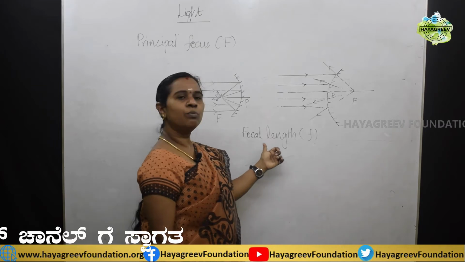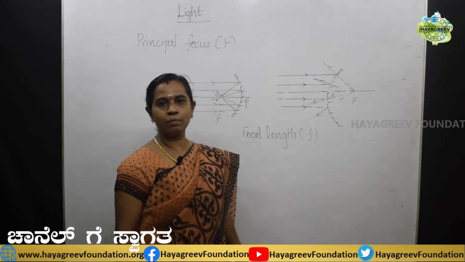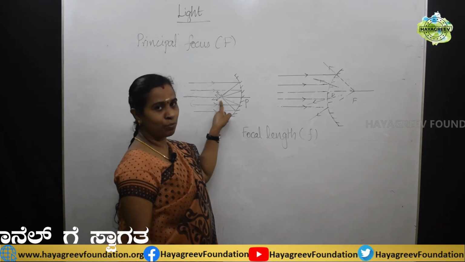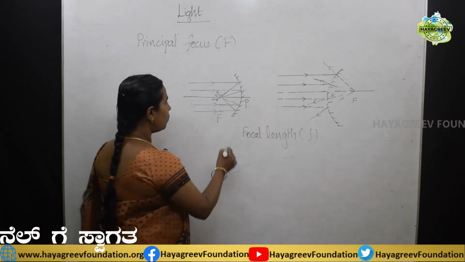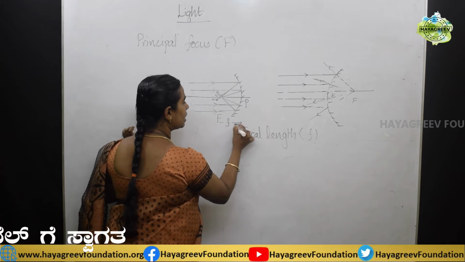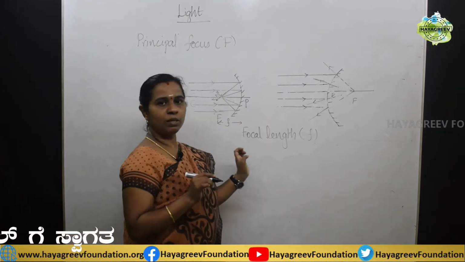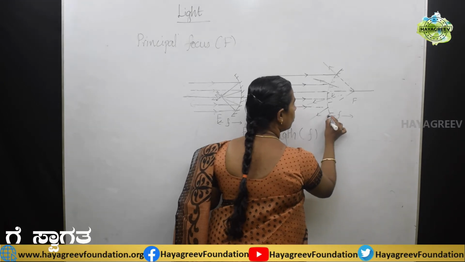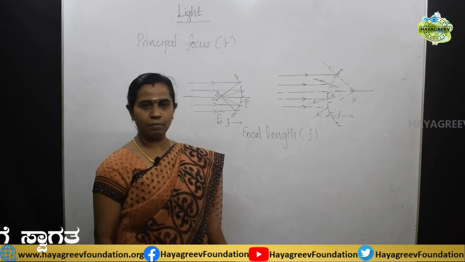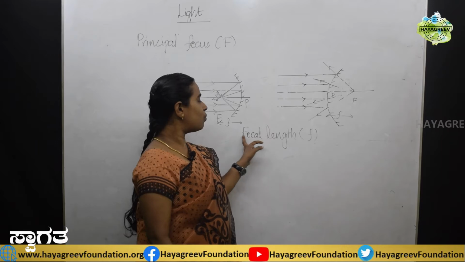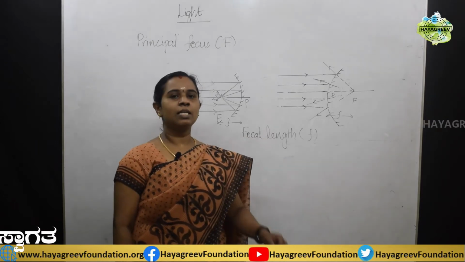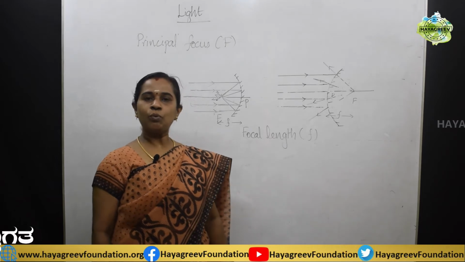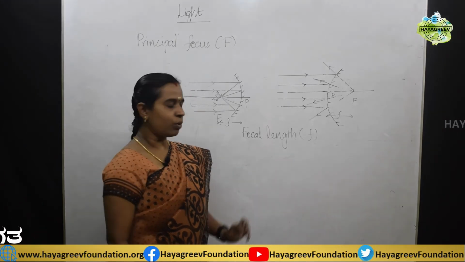So what is focal length? Define focal length: it is the distance between the pole and the principal focus. So the distance between the pole and the principal focus is nothing but the focal length of the mirror. The focal length of both concave mirror and convex mirror is represented by small f.